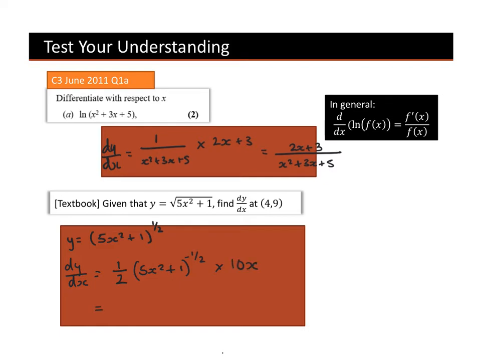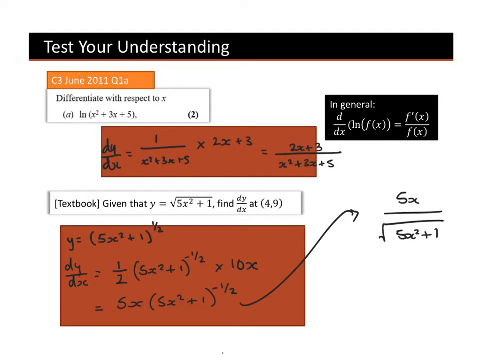I'm then going to rewrite that: a half times 10x, 5x squared plus 1 to the power of negative a half. Again, you could have rewritten that in a fancy way: 5x over the square root of 5x squared plus 1. Either way is fine. What's more important now, I want you to find the differential at the point (4, 9). So we're going to need to substitute 4 in. Whenever I substitute, I always use brackets, just in case there's negatives, so we don't lose marks.